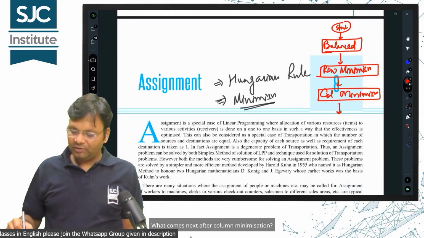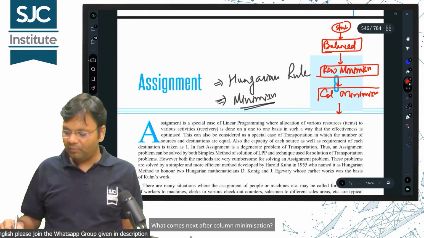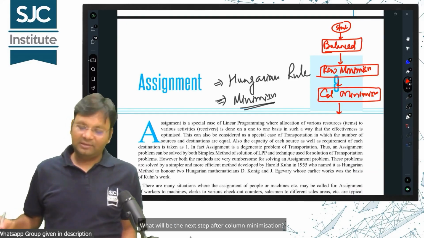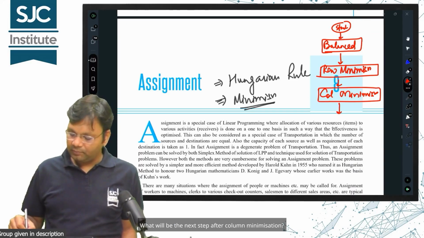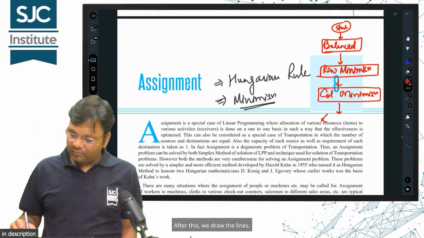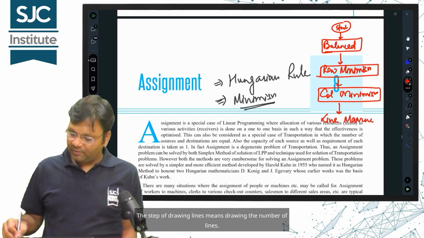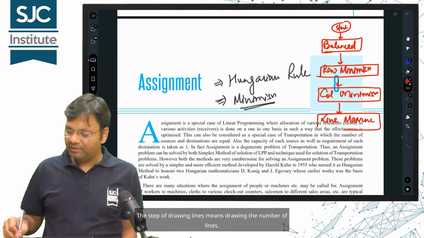What comes next after column minimization? After this, we draw the lines. This is the step of drawing lines. The step of drawing lines means drawing the number of lines.